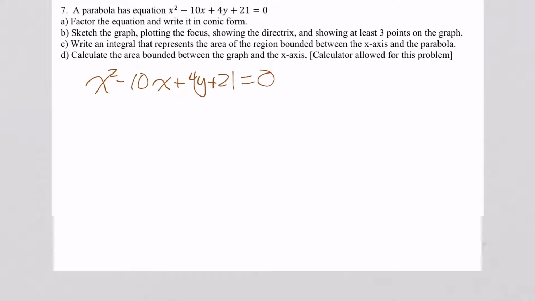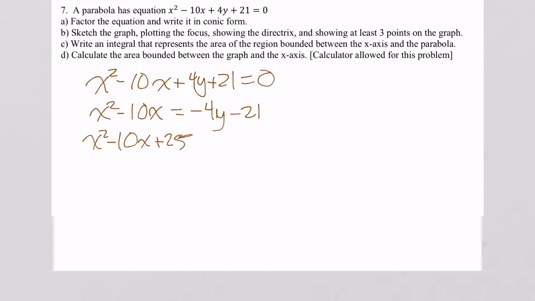So let's get the x stuff by itself. x squared minus 10x. Let's move everything else over, so minus 4y minus 21 right there. Now we need to complete the square. So x squared minus 10x. Half of 10 is 5, squared is 25, so that will give us a perfect square equals negative 4y minus 21 plus 25. Add it to both sides to keep it balanced.